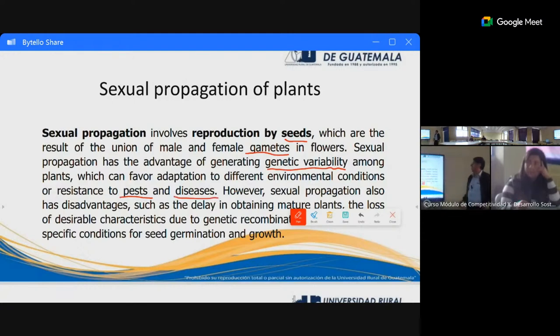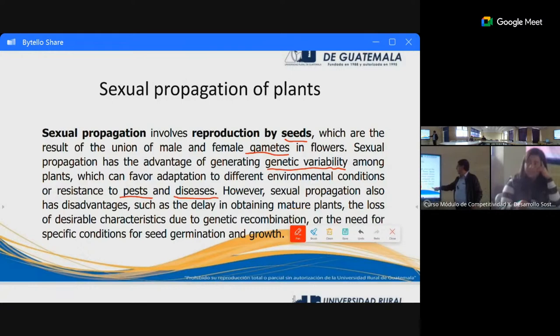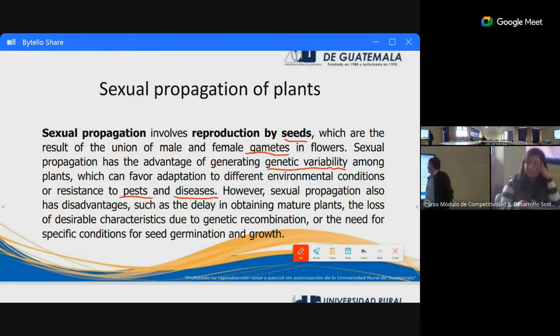However, sexual propagation also has some disadvantages, such as the delay in obtaining mature plants, loss of desirable characteristics due to genetic recombination, or the need for specific conditions for seed germination and growth. Let's continue.